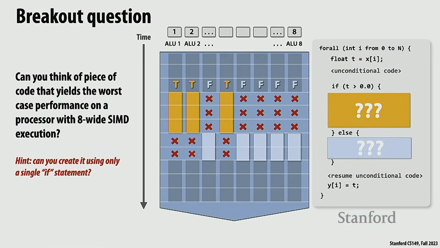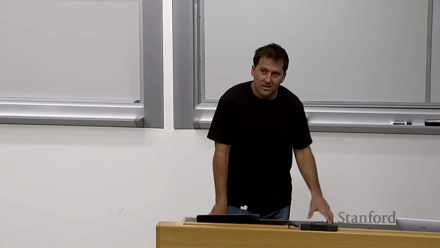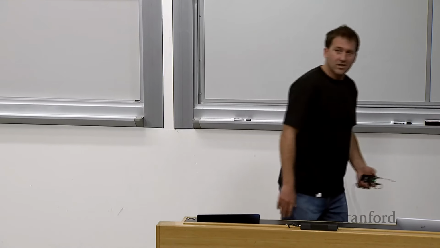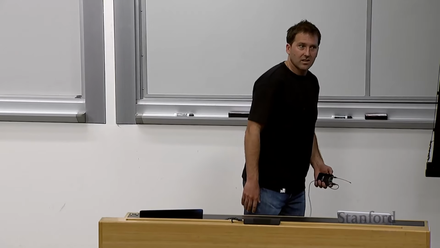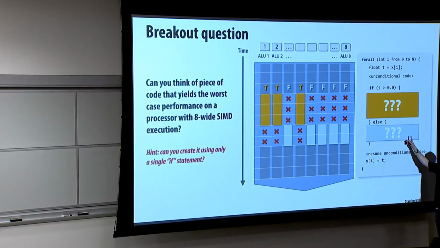All right. Any thoughts? Let's go to that. Yes, sir. Could we take whatever is in the yellow block, put it into one equation and multiply it by t greater than 0.0? Okay, say that again. So we have this code here. And what goes to the yellow box?